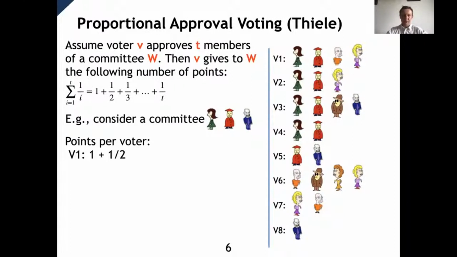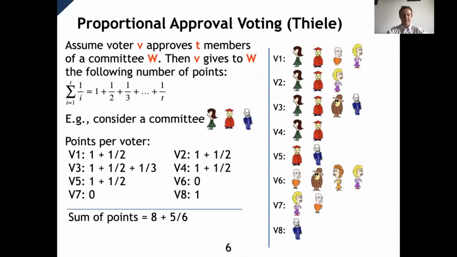Similarly, voter V2 approves 2 members of this committee, so she assigns exactly the same score to this committee. Voter V3 approves all 3 members of this committee, so she assigns the score of 1 + 1/2 + 1/3, and so on and so forth. So the score of the committee is the sum of the scores that were assigned to this committee by all the voters.